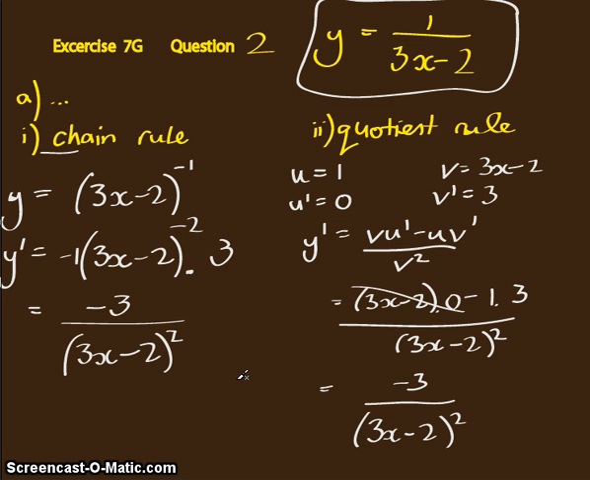Pretty much the decision about which rule you prefer to use, whether it's the chain rule or the quotient rule, is a matter of personal preference regarding the algebra that would be involved either way. So have a go at both and make a decision for yourself, which is the preferred method.